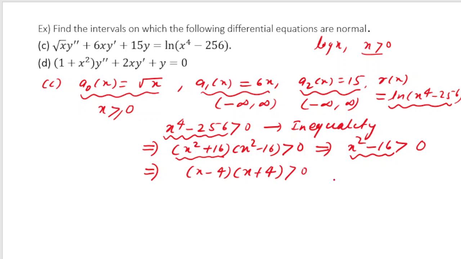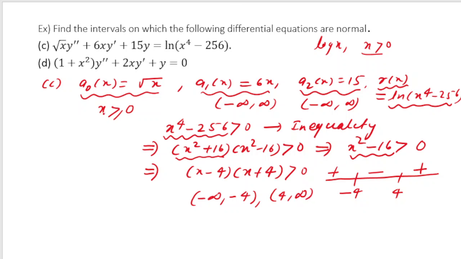So for this to be greater than 0, what value of x can be taken? You know that if you equate them to 0, you will get the roots, that is minus 4 and 4. It will be positive to the right of 4, and then the sign changes alternately, so it will be negative from -4 to 4 and positive to the left of -4. So for this right hand side to be continuous, x should lie in the interval -infinity to -4 and 4 to infinity, right?